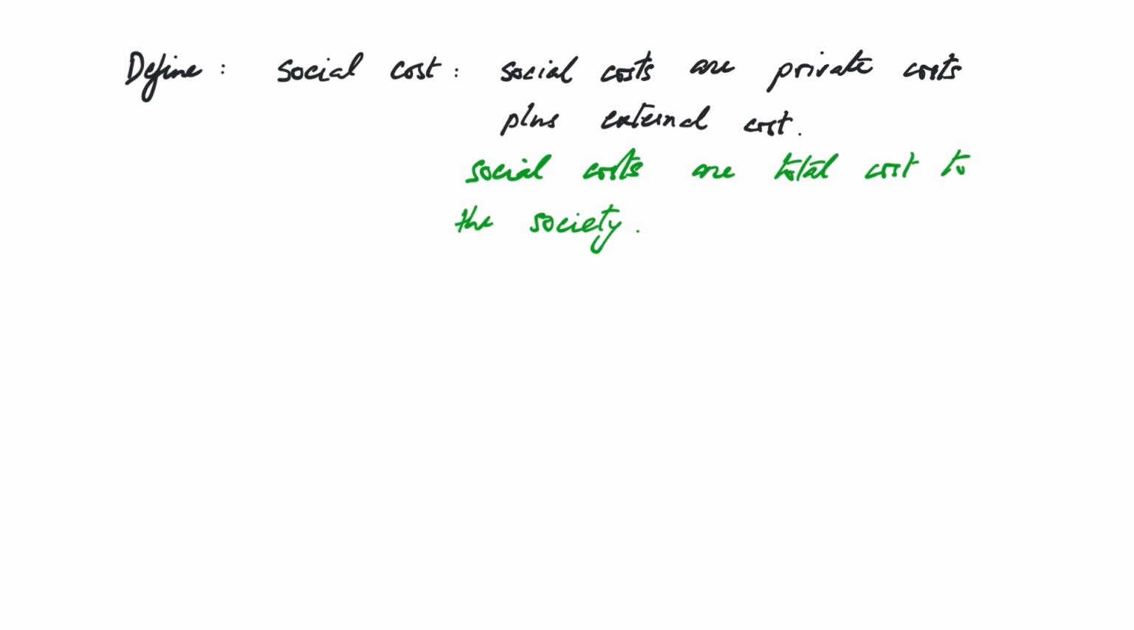Now, we have mentioned over here that social costs are private costs plus external costs. So you should be able to define these terminologies as well. That what do we mean by private cost and what do we mean by external cost? So let's write what is private cost.